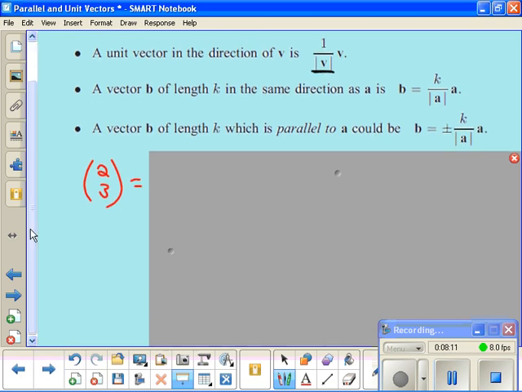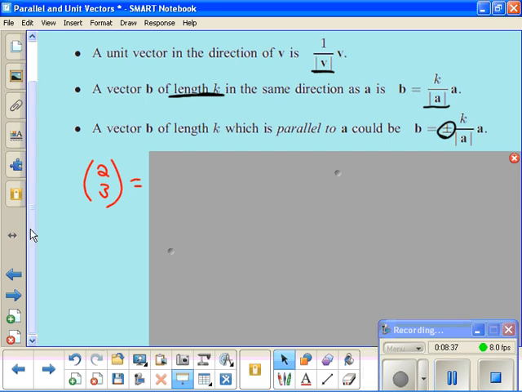If I want it to go in the same direction, k is 1. But if I want it to be the length of k, I put k on top over the length times a. If I want it to go the opposite direction, I'm going to just have negative k. Anything that's parallel is going to be positive or negative 1, 5, 10, k, whatever it is, over the length of the vector times the vector.